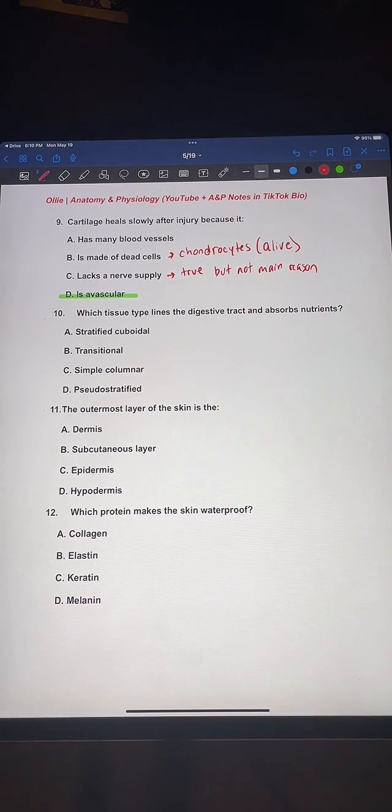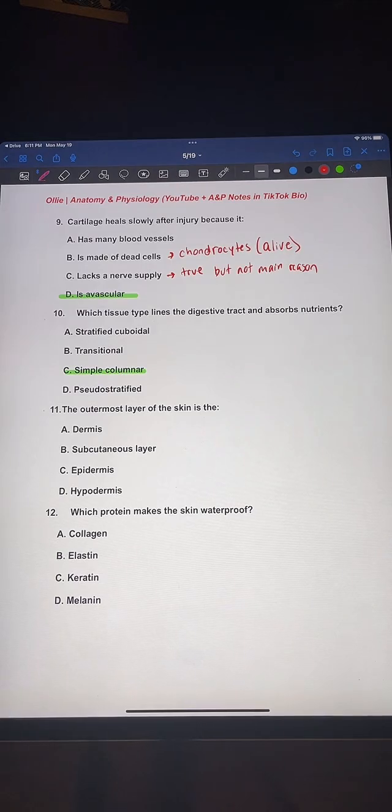Which tissue type lines the digestive tract and absorbs nutrients?